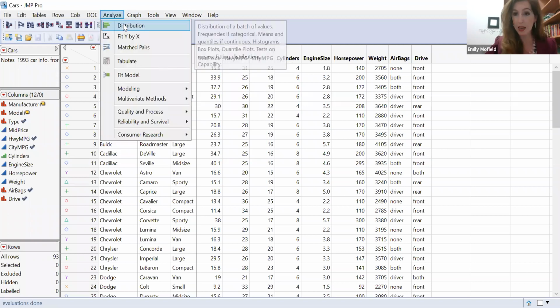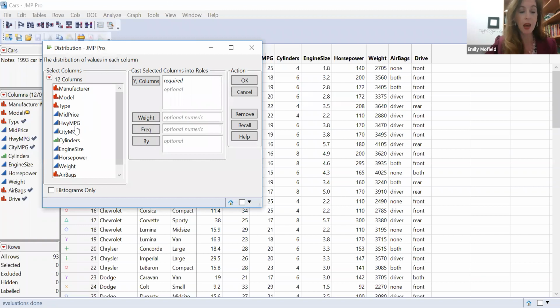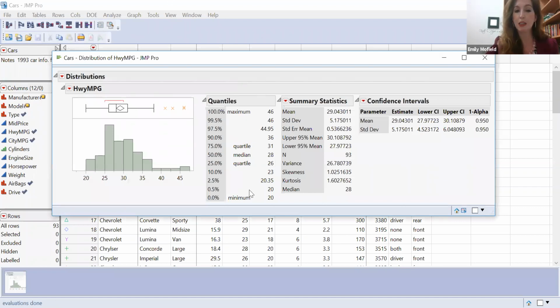So I'm going to go to Analyze, Distribution. I'm looking at my variable of highway miles per gallon. And this gives me my descriptive statistics. As I look at this histogram, I'm a little bit concerned that it could be a little bit positively skewed. You see how there's skew in the skinny positive end? So I really should check if this is normally distributed.